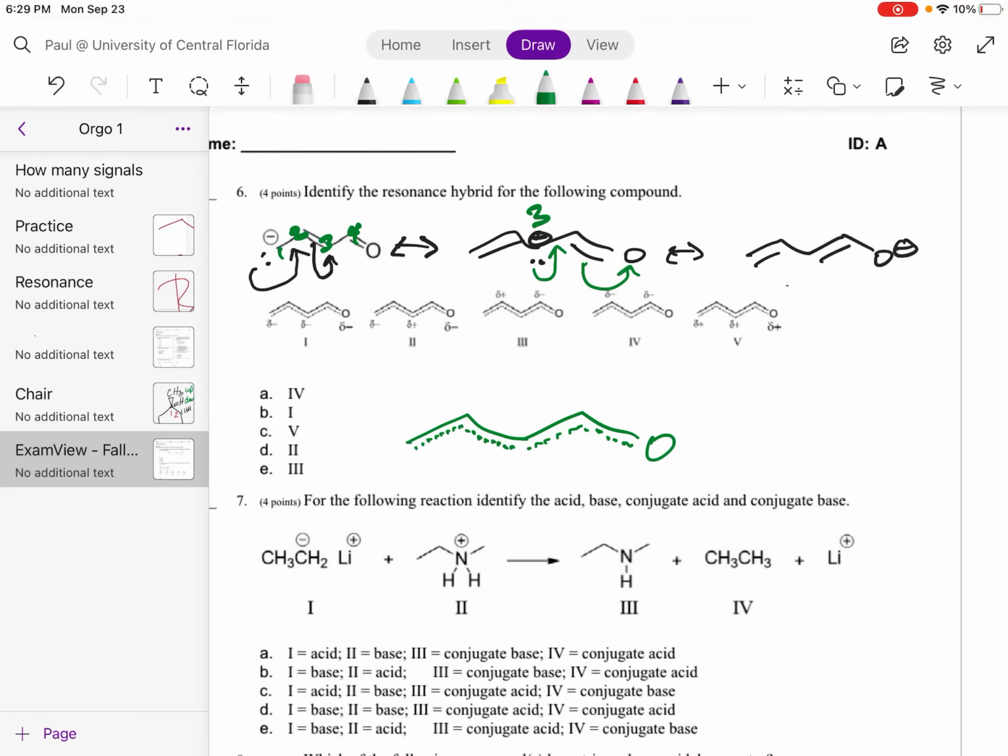Now, we just go through and say, hey, carbon 1 had a negative charge on it. Carbon 3 has a negative charge on it, and oxygen has a negative charge on it. So those would be partial negatives, like that. Now, do we have anything that matches that structure? And so that's how you would approach the problem.